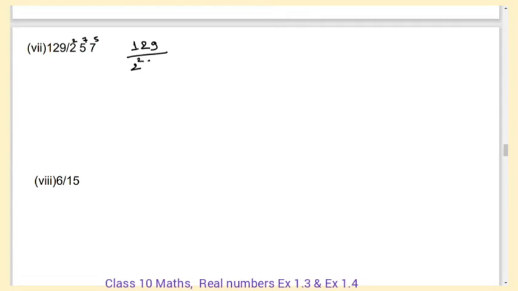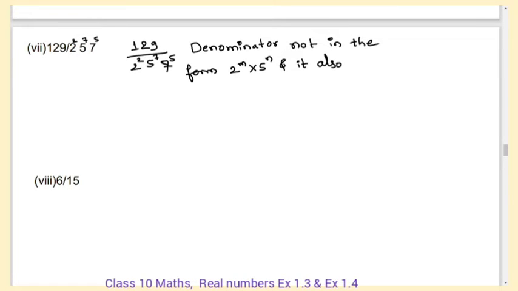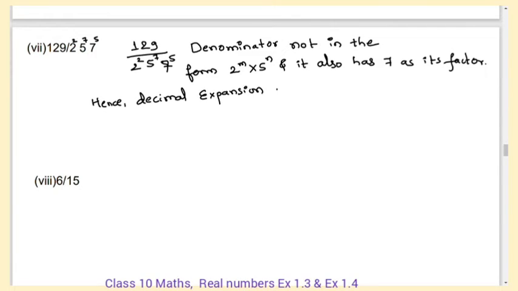Seventh one, 129 divided by 2 square, 5 to the power 7, 7 to the power 5. So, write down the denominator term. Denominator not in the form 2 raised to m, 5 raised to n, and it also has a 7 as its factor. Hence, the decimal expansion is non-terminating, repeating.